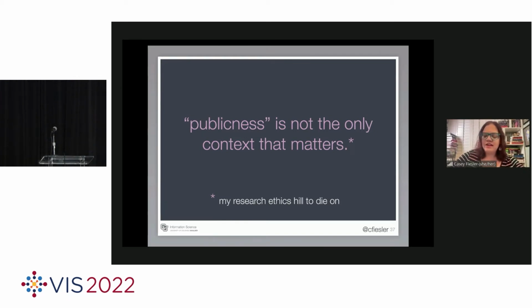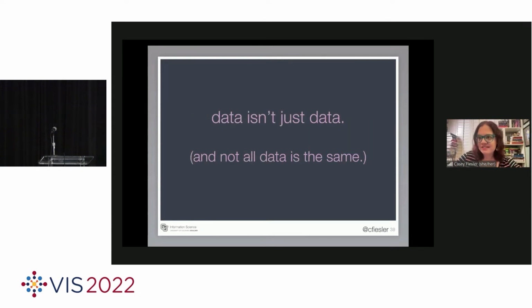So one part of this is, and based on the title of my talk, data isn't just data. If it comes from people, this isn't just numbers. It's not just words. These represent real, actual humans. Maybe it's not human subjects research by the definition of an IRB, but it still comes from people. And it's not all the same.